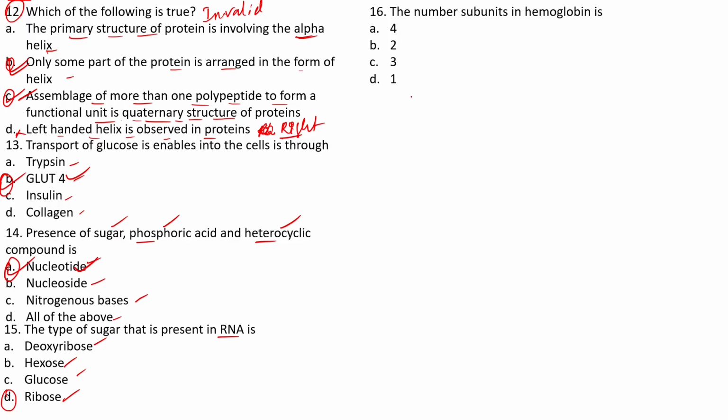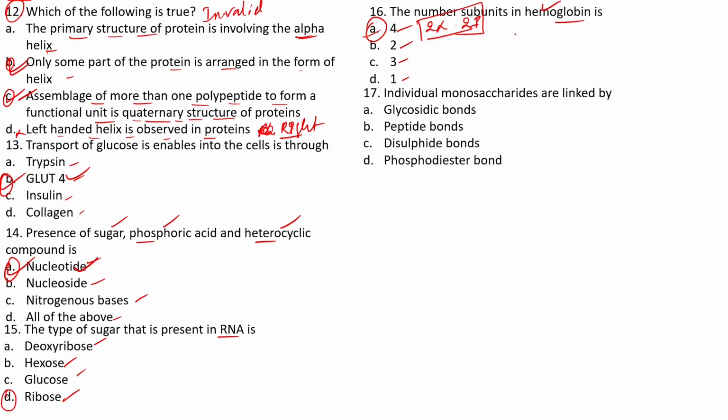The next one: the number of subunits that is present in the hemoglobin is 4, 2, 3, or 1. You see that it is mainly made up of 4 subunits. Okay, 2 alpha and 2 beta subunits. Completely 4 subunits result in the formation of the hemoglobin.